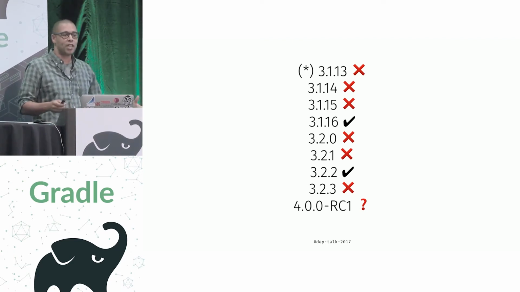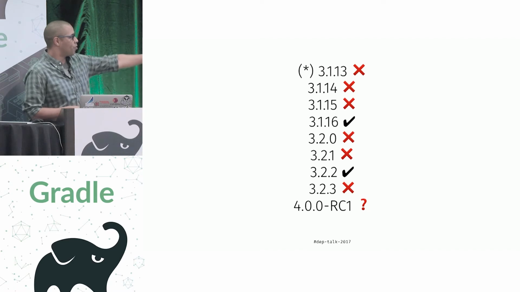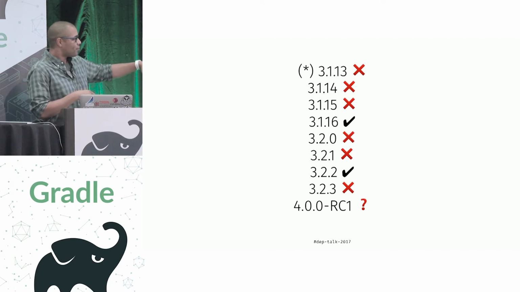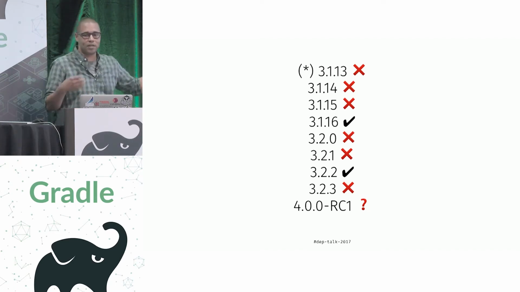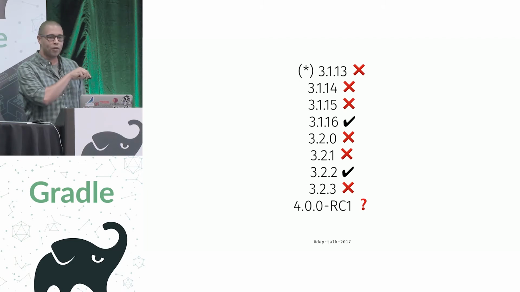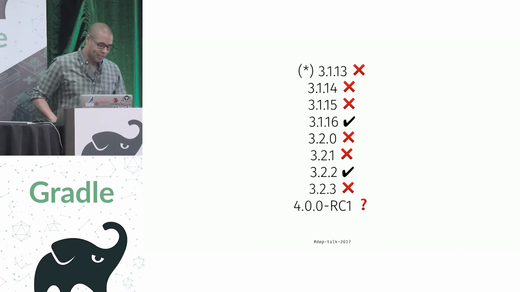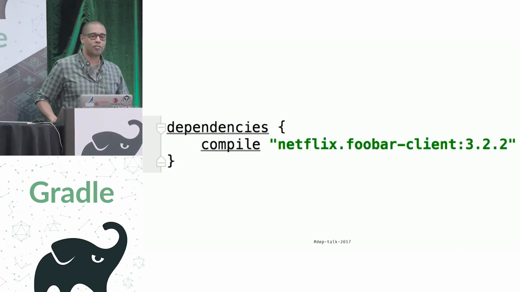3.2.3, we just released yesterday, and we found out it actually has a security hole. So you can't use that version. So you maybe should pin on 3.2.2. You could pin on 3.1.16, but we recommend 3.2.2. And oh, by the way, when you're done with this release, could you try 4.0 release candidate 1? Because we're looking for some beta testers to test in production. So you decide, okay, great. I'll just pin to 3.2.2, and I'll be happy.